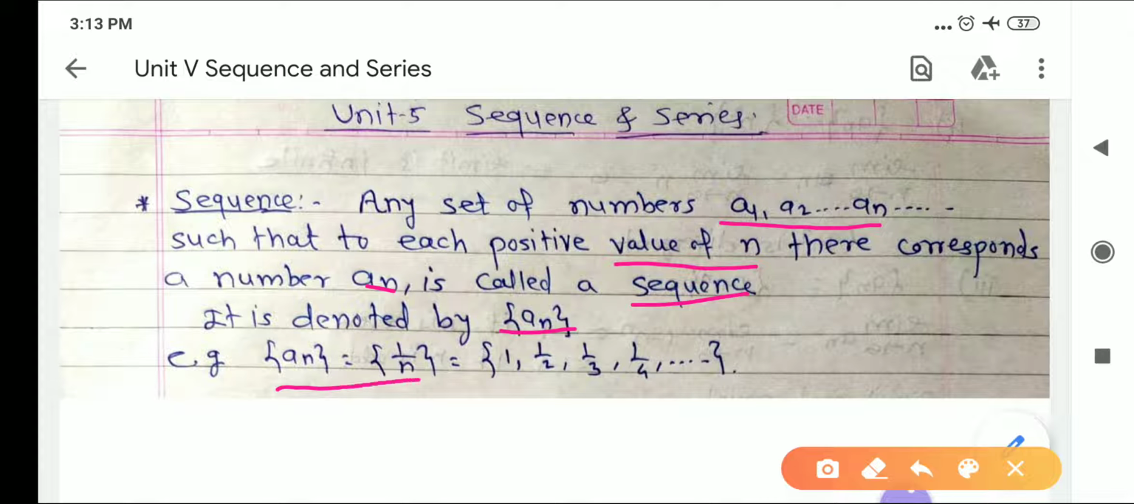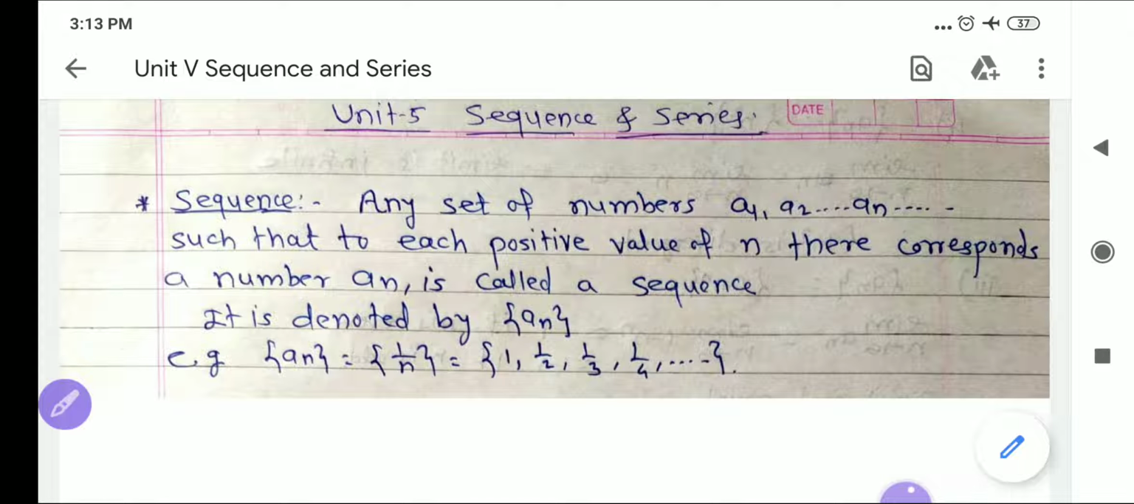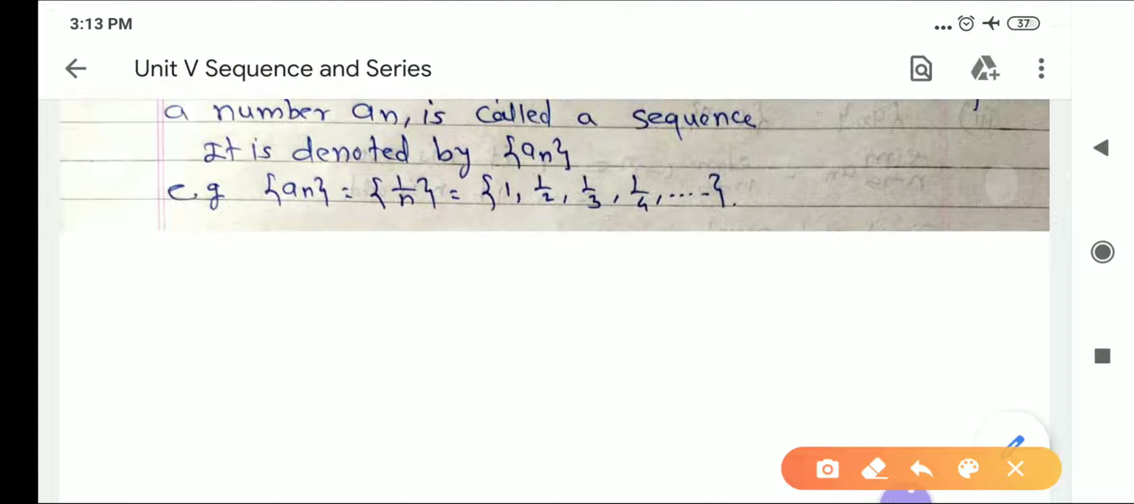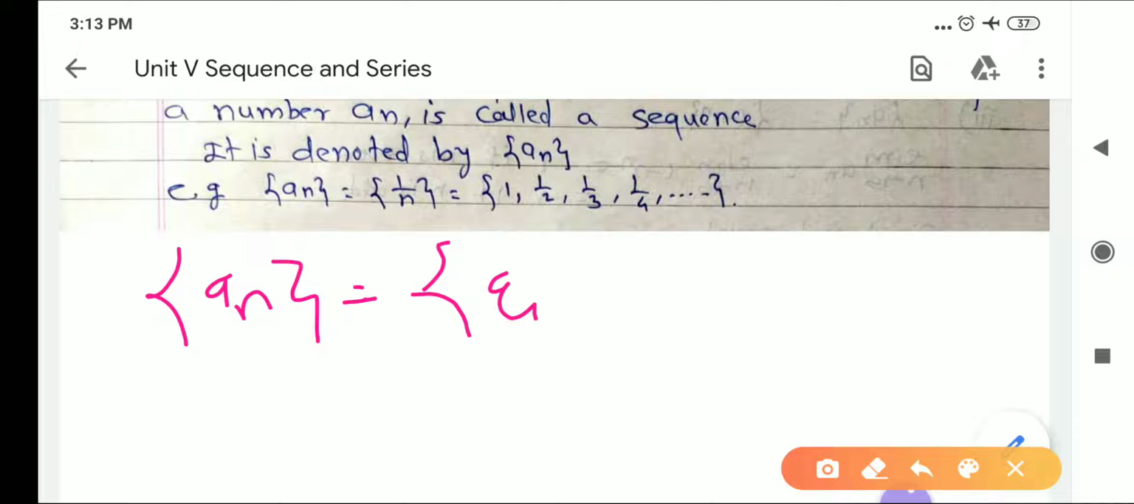Sequence an is equal to, if you take 1 by n, then for n equal to 1, the first term is a1. If you put n equal to 1, then the first term is 1 by 1, which is 1, then n equal to 2 we get a2, which is 1 by 2, then n equal to 3, a3 is 1 by 3, n equal to 4, a4 is 1 by 4. So this is one sequence.